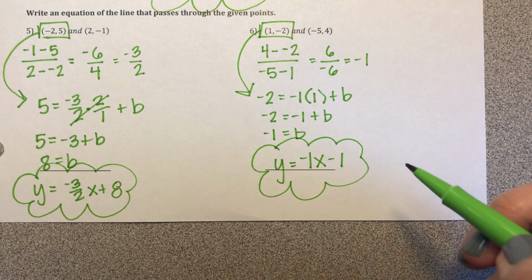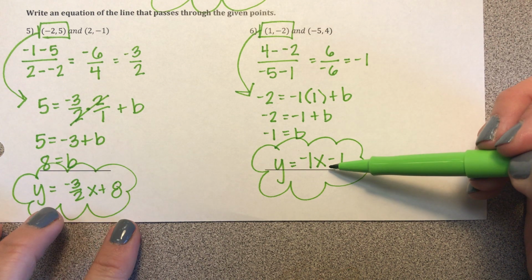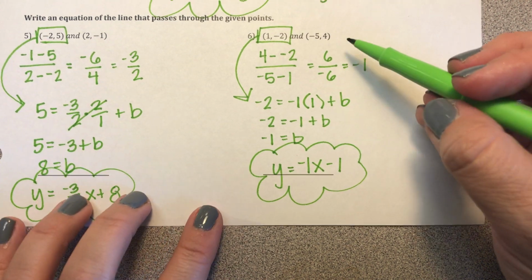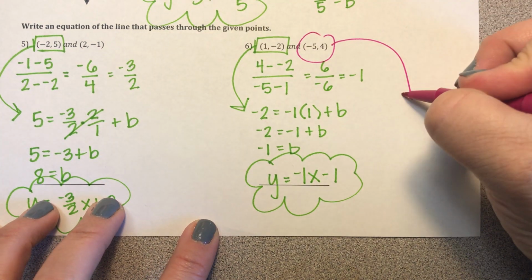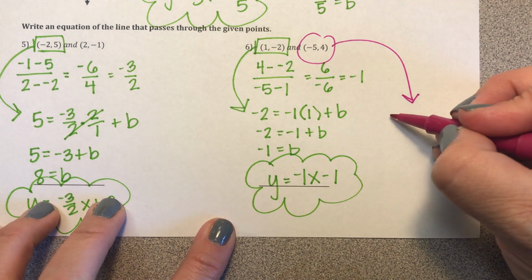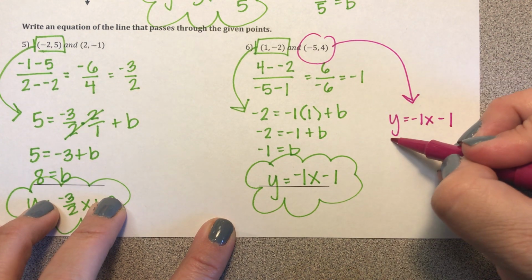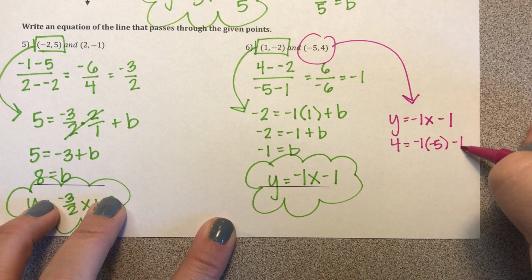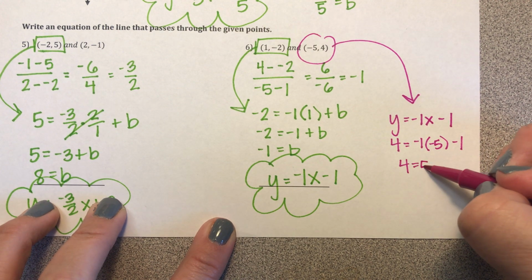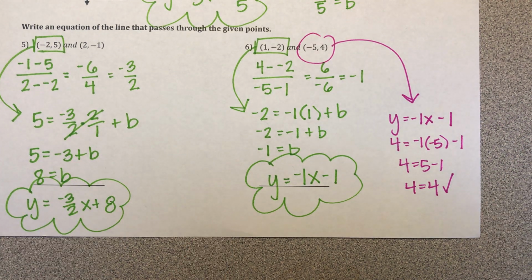Right, and again, we can go back and take either one of these points, and I should be able to plug it in and it will make it true. So, for example, if I took this point right here and I wanted to check it, okay, my equation says that y should equal negative 1 times x minus 1. So does 4 equal negative 1 times negative 5 minus 1? Yes, so I know I got it right.